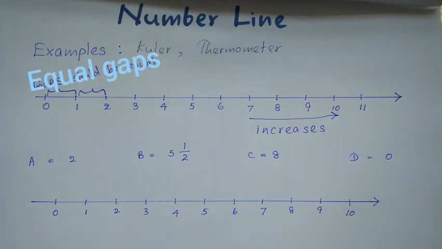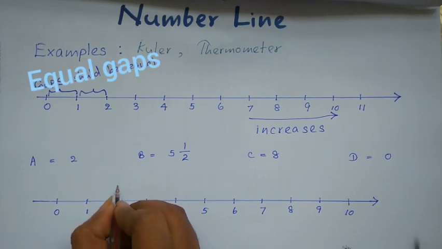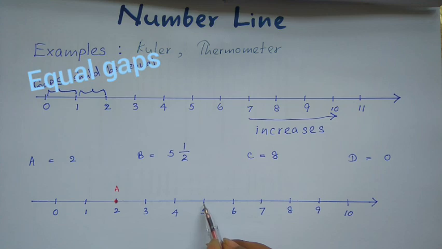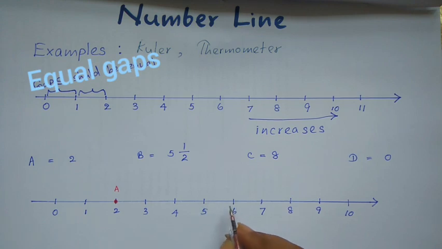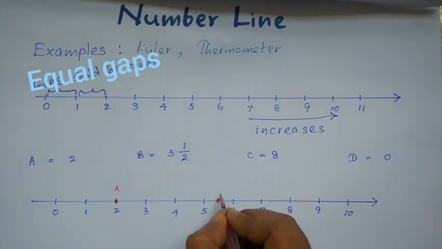First we have to mark A on 2. We have to go to 2 and on the line we have to draw a circle and color it. This is the point A. We can write the letter like this. Then B equals 5.5. Then we go to 5 and we have to go another half. Half is between 5 and 6. Then 5.5 should be like this. Remember to color the circle you draw.